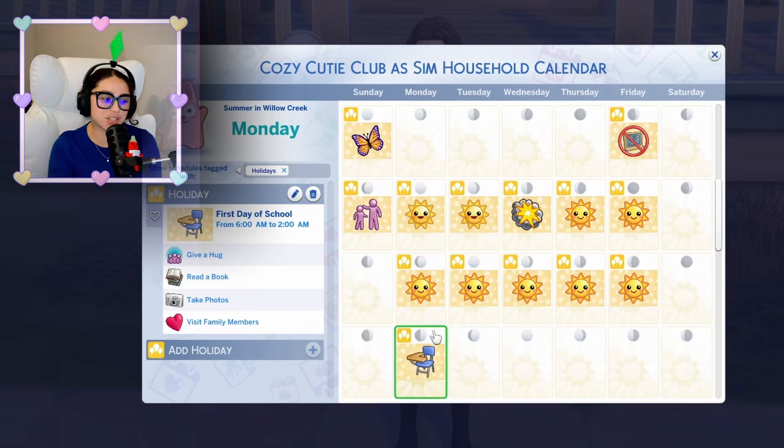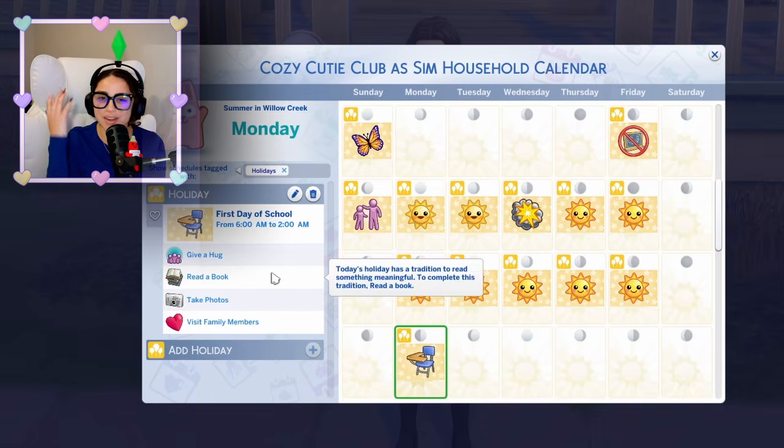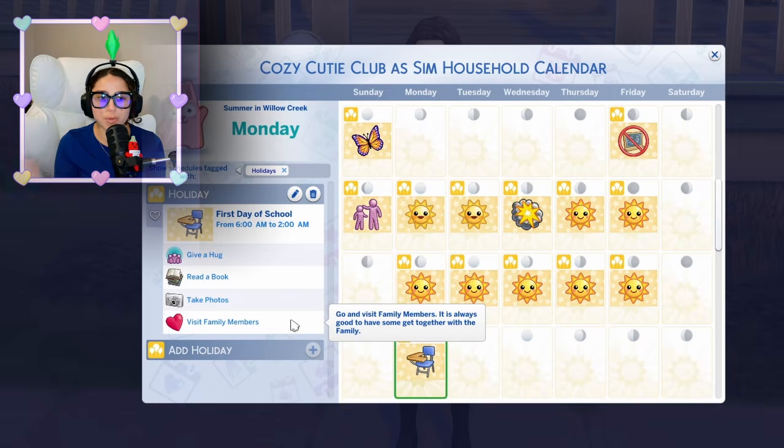I put in here the traditions as like give a hug, which is so simple, and then read a book, just because I don't know, you'd probably read a book in school, or maybe the day you come home from school, you pretend like reading a book is part of their homework. Take photos and then visit family members. Maybe your grandma comes over and she's like, how was your first day of school? I thought this was a good one to add in there.